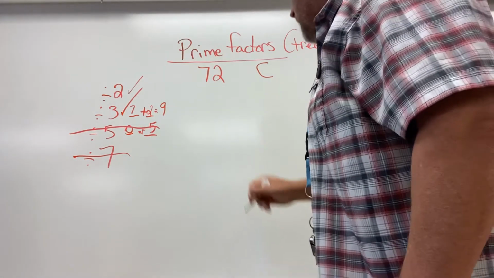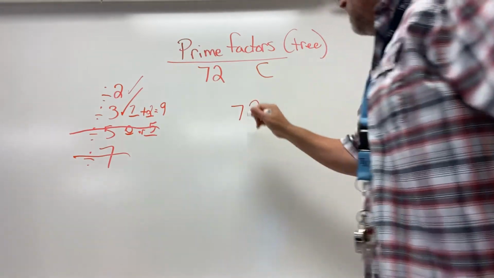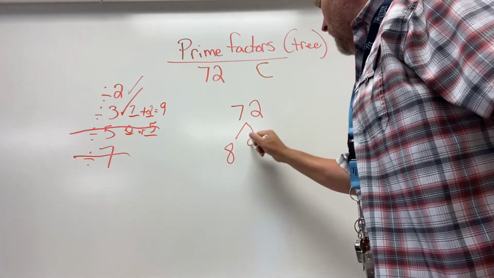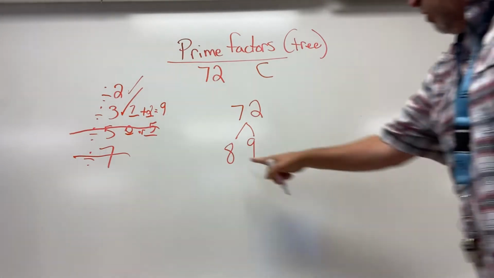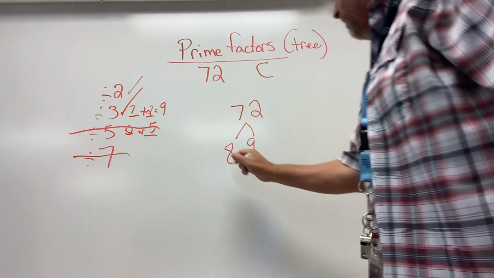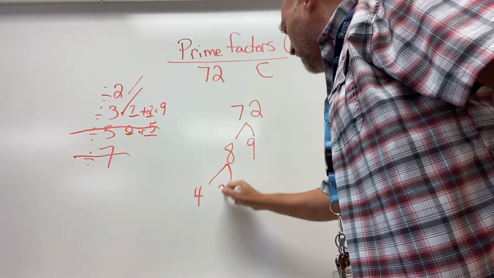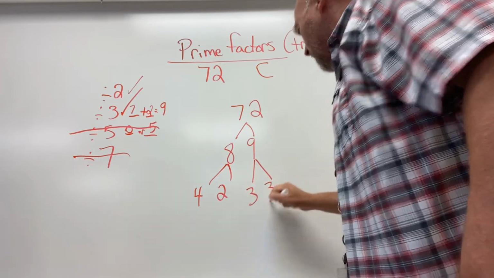So, we've got to think about what numbers make up 72. Well, knowing our times table, 72, I'm going to slide it over. 72 is made up of the numbers 8 and 9, because 8 times 9 is 72. Those numbers are both composite, and because they're composite, we can break them down. We know 8 is 4 times 2, and 9 is 3 times 3.